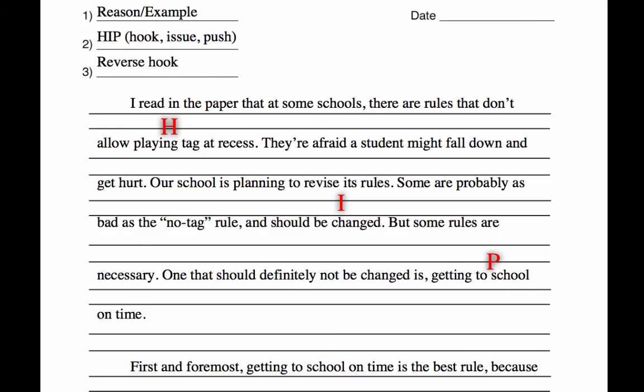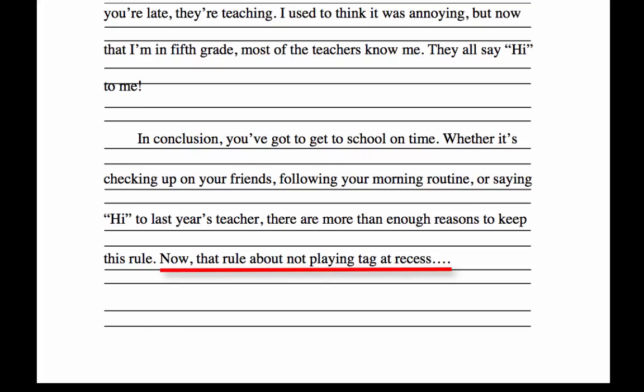Does your first paragraph hook the reader's attention, lay out the issue, and push your opinion? Finally, do you use a reverse hook to remind the reader of your opening and to give them something to think about as they put your essay down? Good job.